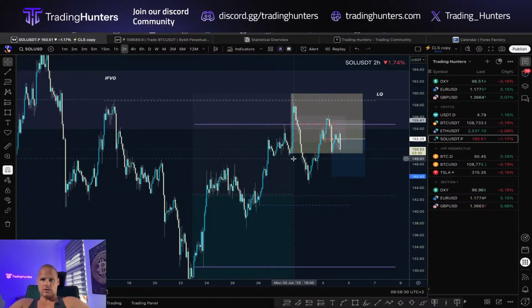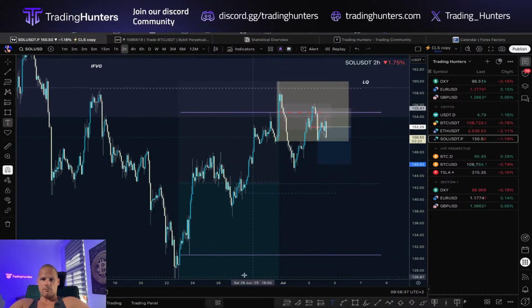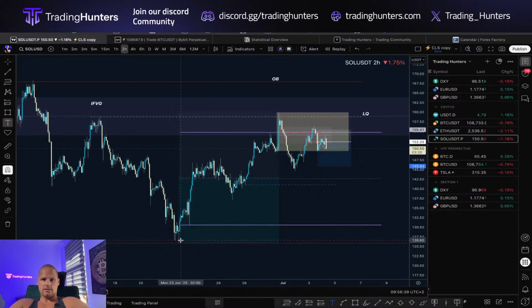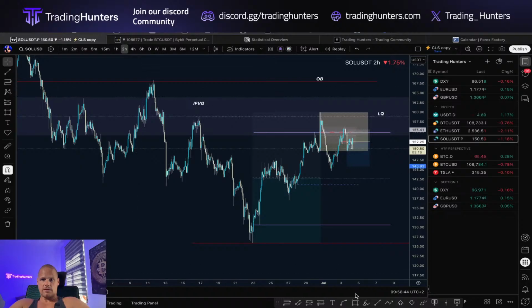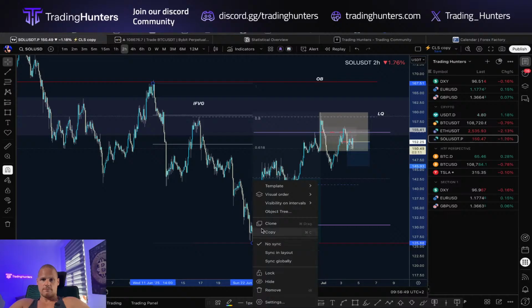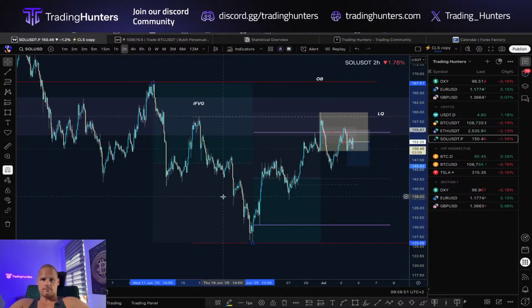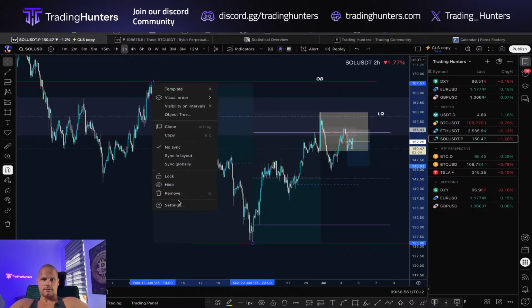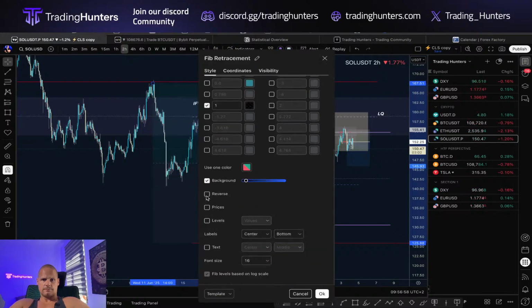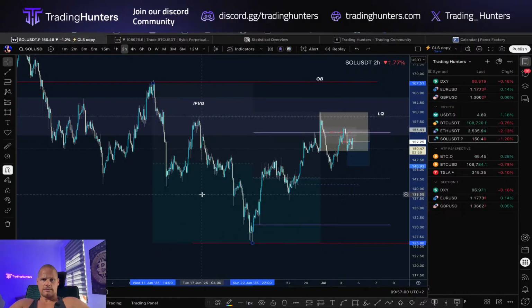Once the price closes below this, the order block is confirmed. But this order block has to be in the premium. So if we measure this move, discount, premium, and also from here, discount, premium, it actually should be like this. So it's been in the premium.